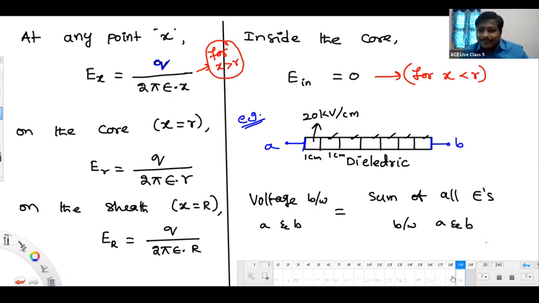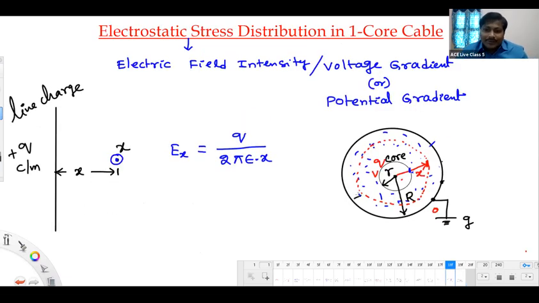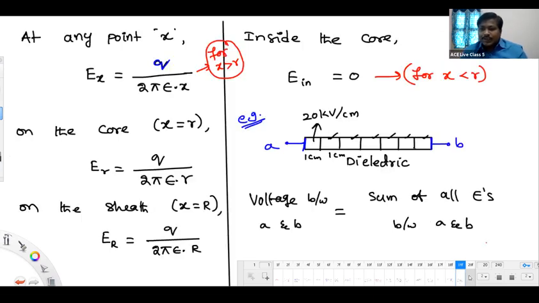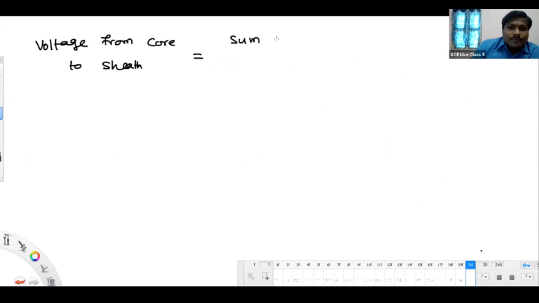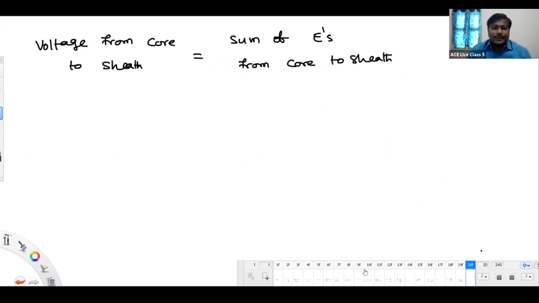In the same way, voltage from core to sheath, you see. Voltage from this core to sheath is V. That is nothing but the summation of all electric field intensities starting from core to sheath. In the similar way, voltage from core to sheath will be equal to the sum of the electric field intensities from the core to sheath.